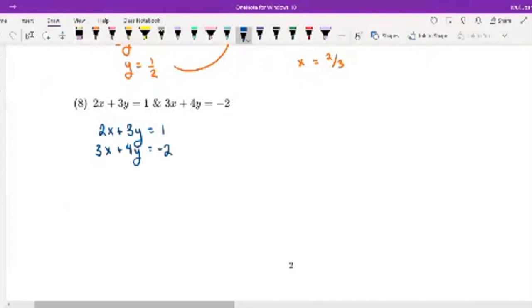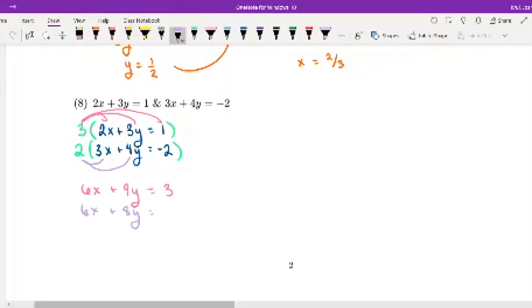So we'll notice in this equation that neither one of the x's or y's can easily change into the other. So unfortunately, we're going to have to multiply both of these equations. The top equation, if you want to change the x's, can be multiplied by 3, and the bottom equation can be multiplied by 2. So we're going to rewrite both of these when it's fully distributed. 3 times 2x is 6x, 3 times 3y is 9y, and 3 times 1 is 3. Similarly, 2 times 3x is 6x, 2 times 4y is 8y, and 2 times negative 2 is negative 4.